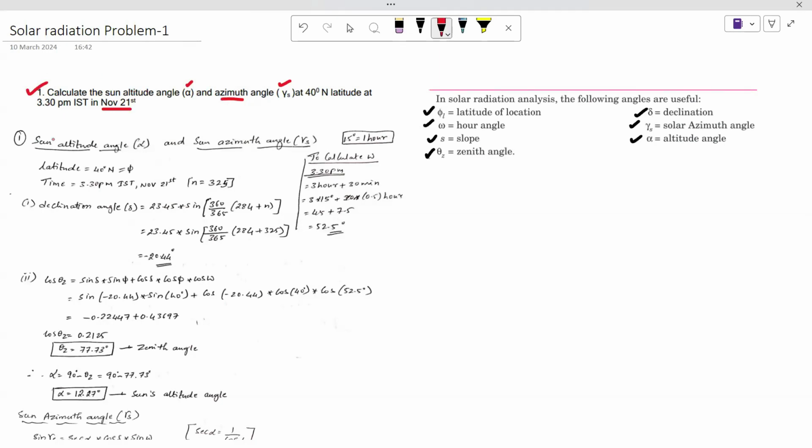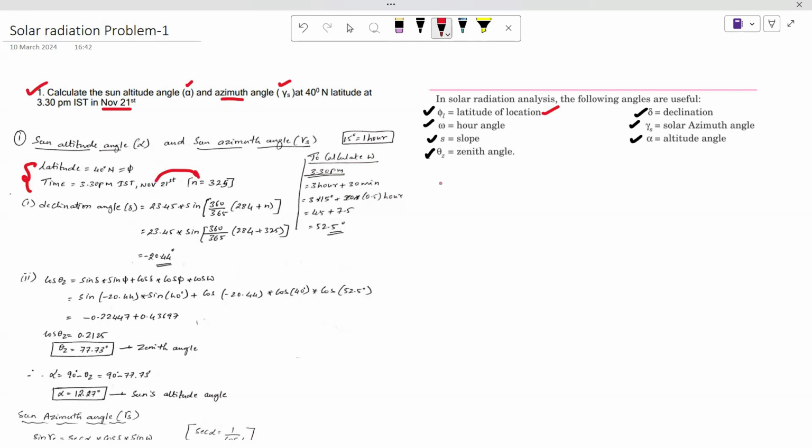Now coming to the solution. Here we are going to note down the things which are already given. That is the latitude. Latitude is phi, that is 40° north. Time is 3:30 p.m. Indian Standard Time, and the day is November 21st. According to this, for November 21st, the n value will be 325.